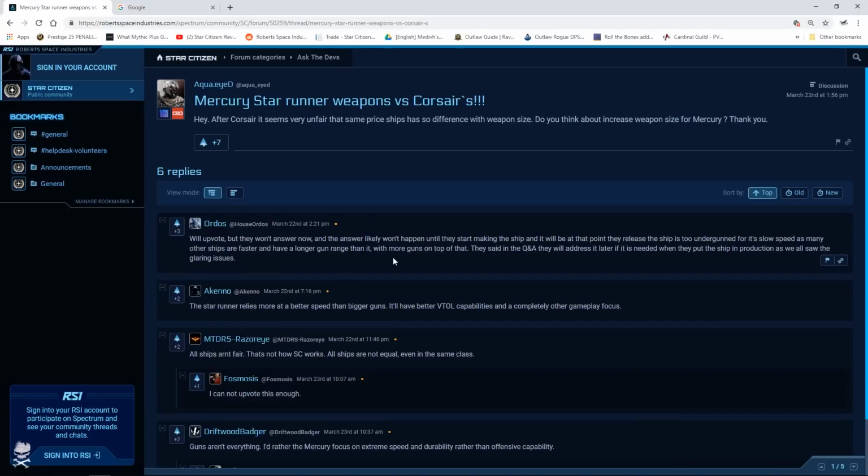So, you know, it's not going to end up getting a weapon size upgrade at all, unless it's so insufficient in its engines that it just needs it. Otherwise, it's just dead meat. But as its main feature is its engines, you're never going to see a weapon size increase on the Mercury Star Runner. It's just not meant for direct combat. It's meant to avoid it.